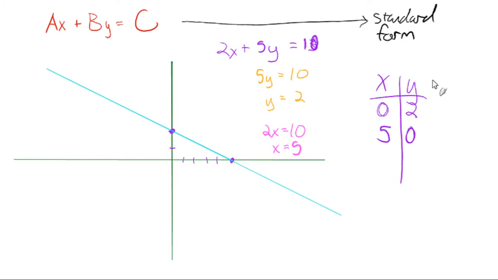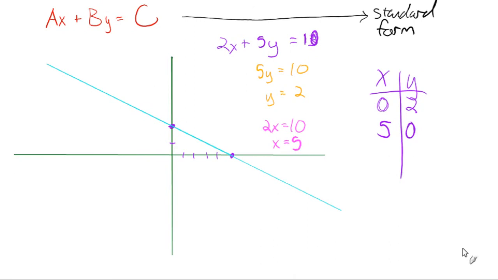But sometimes the way things are is the way things are. So I'm gonna jump back up here, I have more room. And we just have a couple more things to talk about when graphing lines: horizontal and vertical lines.